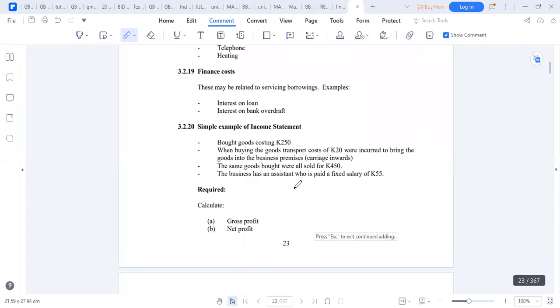So let's look at a sample. For instance, we bought goods with 250. So when buying the goods, the transport costed us 20 kwacha to bring them into the premises. So this is called carriage inwards. The same goods, we sold them for 450 kwacha. Then we also paid an assistant a fixed salary of 55 kwacha. So we asked, how do we come up with the gross profit? How do we come up with the net profit?